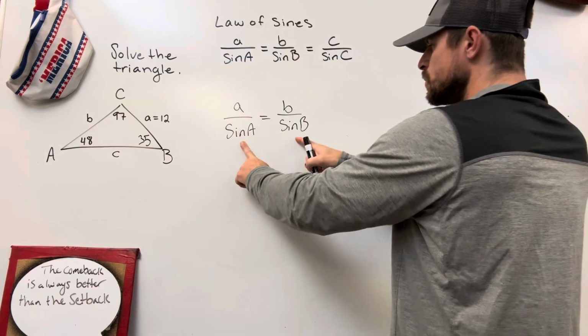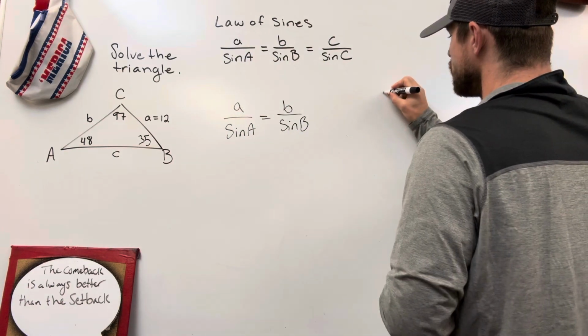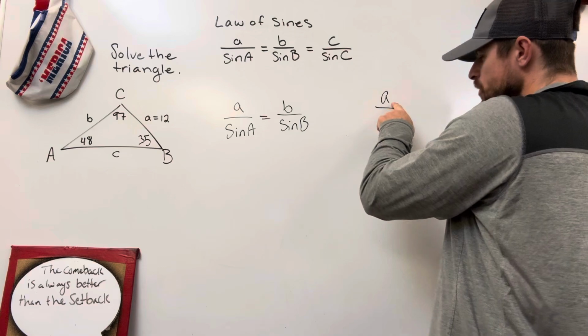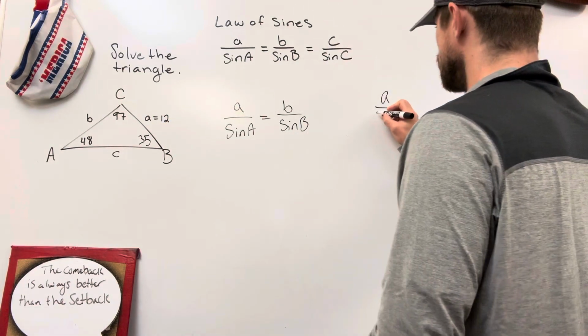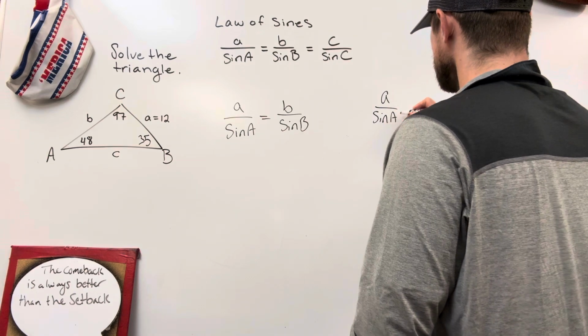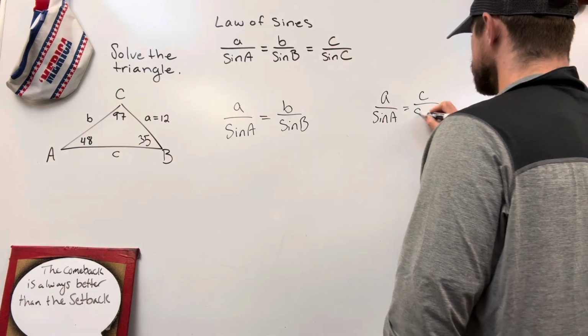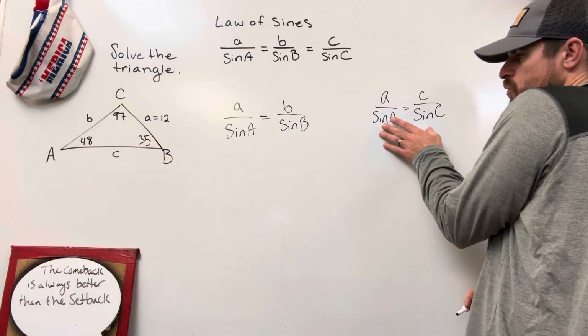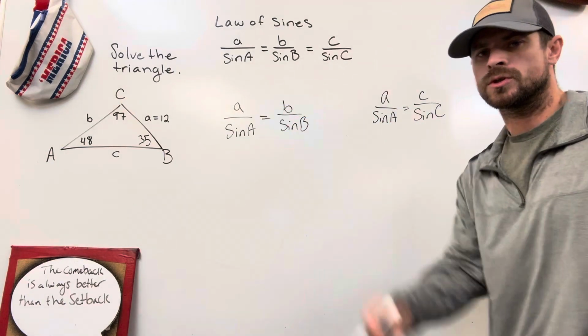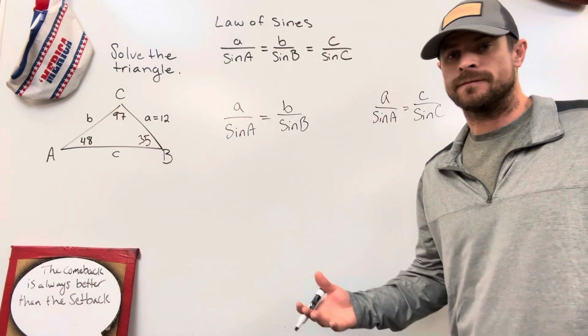So we can redo this exact same thing over here, but we have to use a. The reason we're using a is because that's the one that was given to us. So we're going to say a over sine A is equal to c over sine C. And now we can put information into each one of these and solve, because we can cross multiply and isolate the variable we're looking for.